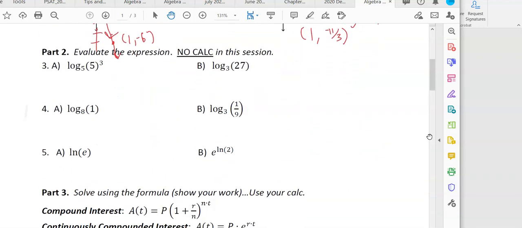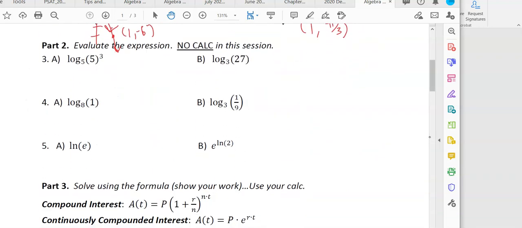Okay, let's try some other ones. These should be easier. They're quicker. This should be in parentheses like this. It wasn't, but it needed to be. Okay, so the rule is you can take this exponent and move it down front. So this would be 3 times log base 5 of 5. That's one way of doing this.